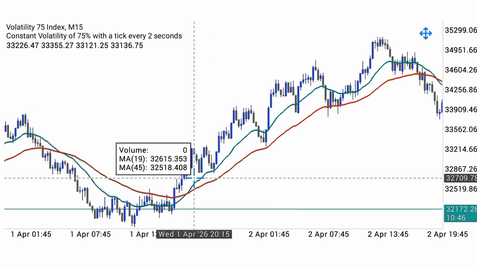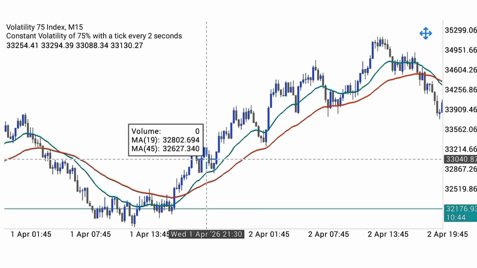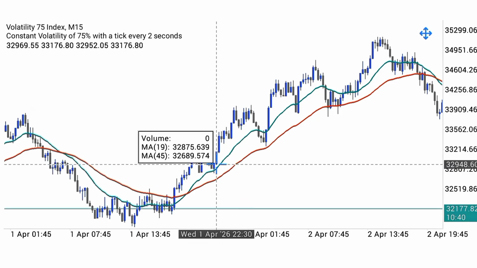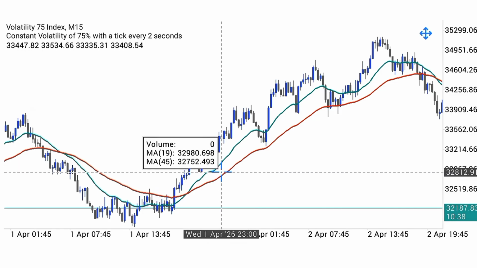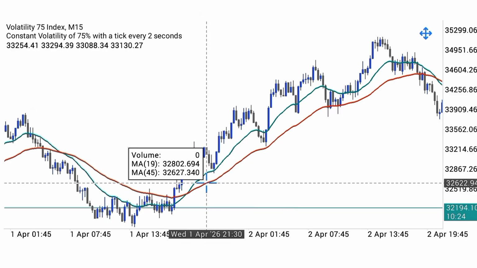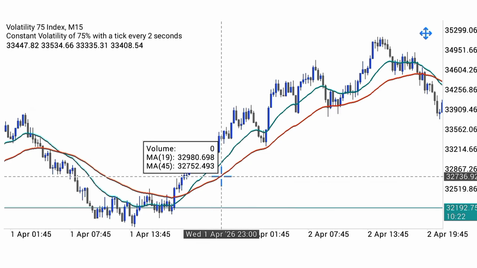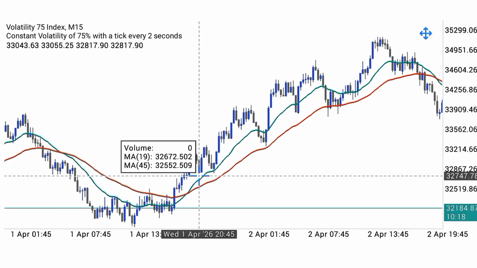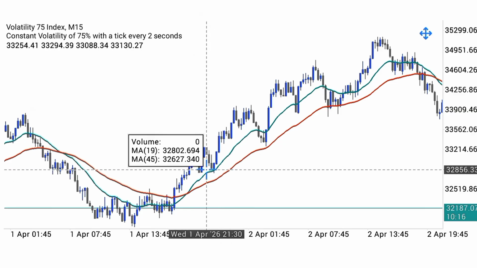So the only moving average that is going to give us our signal is the green moving average. But we have this red moving average here in order to protect us from false signals. So when we see the market touching this red moving average, we are not going to trade it. We are only trading the market when it touches this green moving average. I hope you understand that.